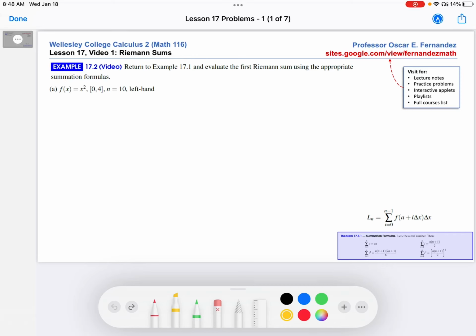Hi, this is Professor Fernandez, and in this video, we're going to work out an example of using and working with Riemann sums. This example comes from the notes from lesson 17 in this Calc 2 course. You'll find those on my website, along with these other resources.